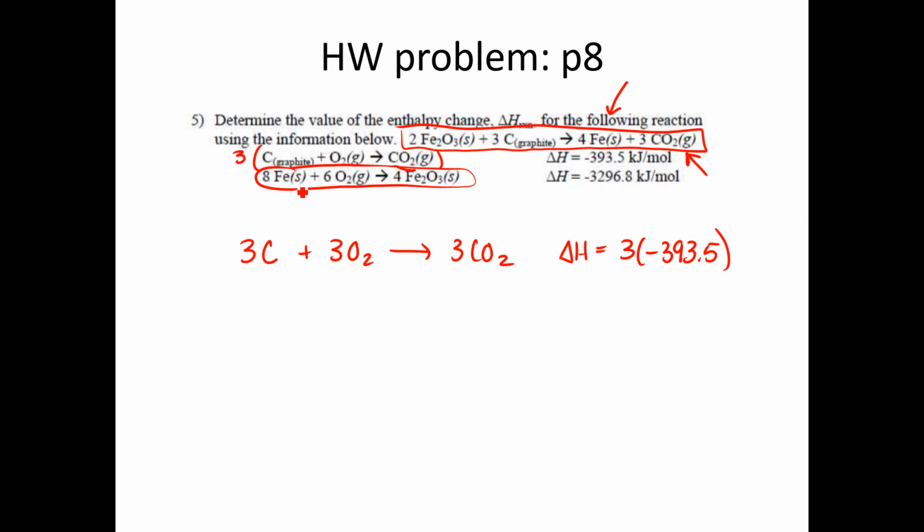But notice this reaction has iron as a reactant. I want iron to be a product. So I'm going to flip this reaction around. So 4 Fe2O3 makes 8 Fe and 6 O2. And when I flip a reaction around, it changes the sign. So instead of negative 3,296, it becomes positive.